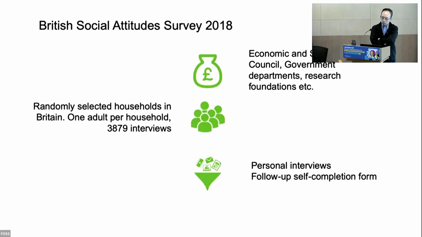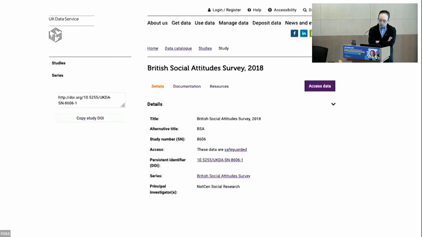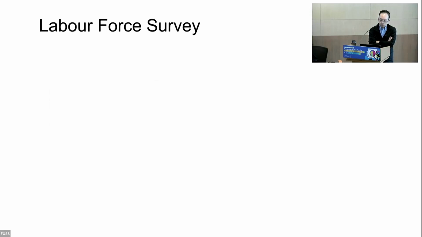Some questions are answered by all, while other questions are answered by only those who are randomly selected to answer that particular version of the questionnaire. The resulting data have been made available for reuse. Data and information about the survey can be found in the UK Data Service catalogue. This image shows how the catalogue page for the British Social Attitudes Survey 2018 appears on the UK Data Service website. Another example of survey data is the Labour Force Survey.